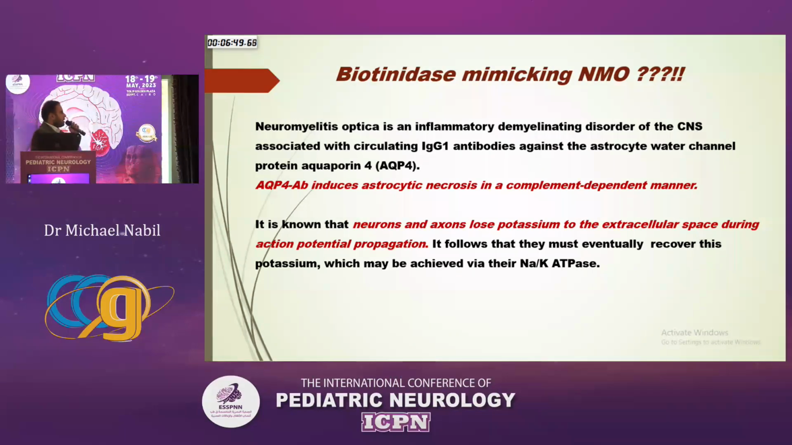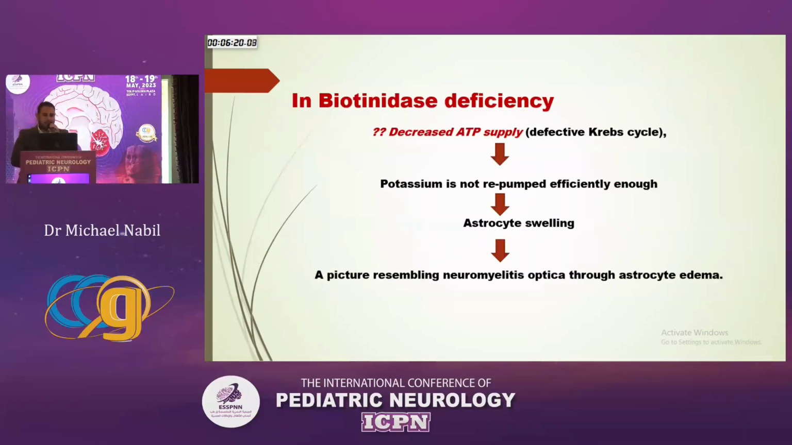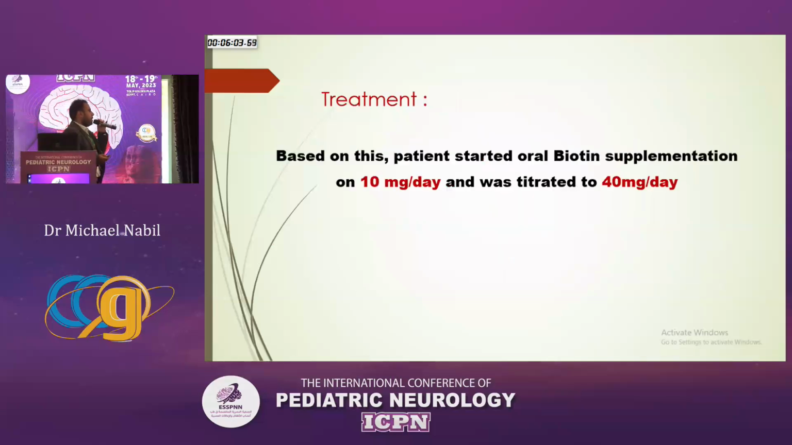Neuromyelitis optica, as we all know, is an inflammatory demyelinating disorder of the CNS, mainly associated with circulating anti-aquaporin 4 antibodies that cause astrocyte necrosis in a complement-dependent manner. It is known that neurons and axons lose potassium to the extracellular space during action potential. It follows that they must eventually recover the potassium, which may be achieved with the sodium-potassium ATPase pump. In biotinidase deficiency, ATP supply is affected. They have a defective Krebs cycle, so potassium is not repumped efficiently enough. That leads to astrocyte swelling and astrocyte damage, and that may explain the relation between neuromyelitis optica and biotinidase deficiency.